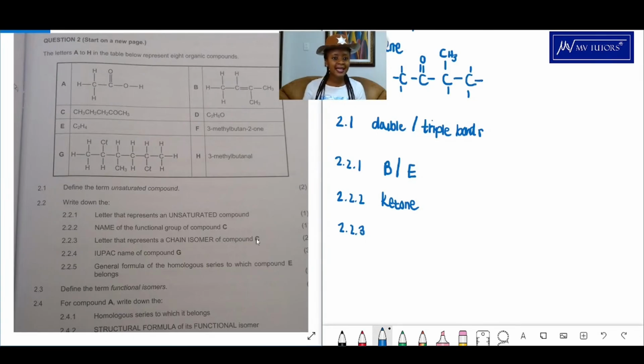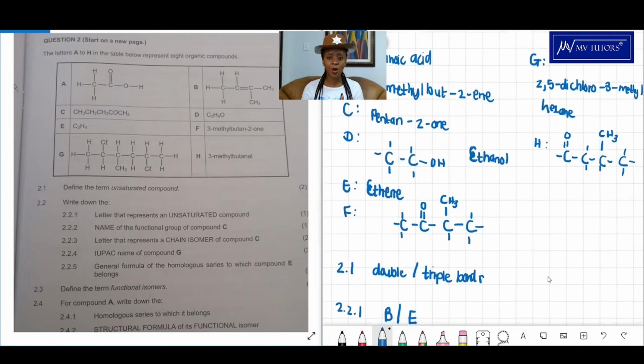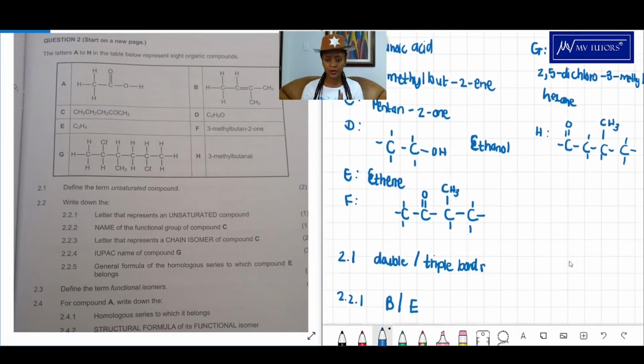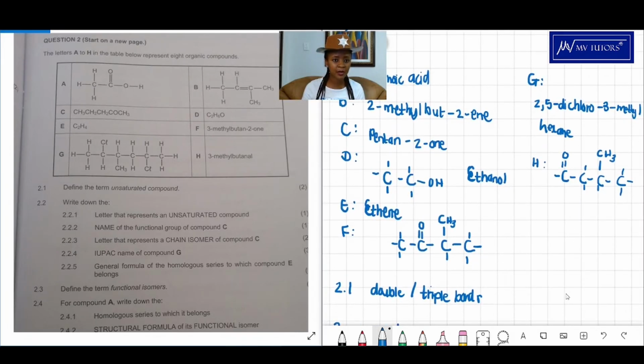2.2.3, letter that represents a chain isomer of compound C. Okay, so if it's a chain isomer, you just moved something somewhere. It's nothing hectic. Functional groups did not change. It's just a matter of something moved. Okay, so let's have a look at C. So C, we said it's pentan-2-one. So we're gonna have to look for some pentan again somewhere, or maybe another ketone.